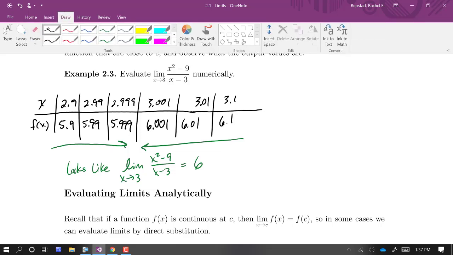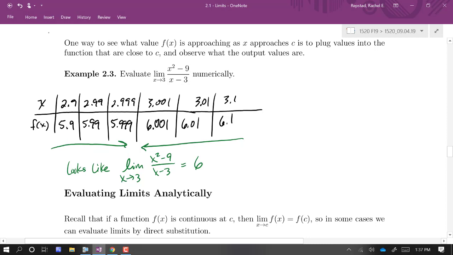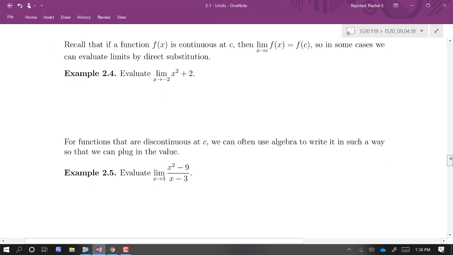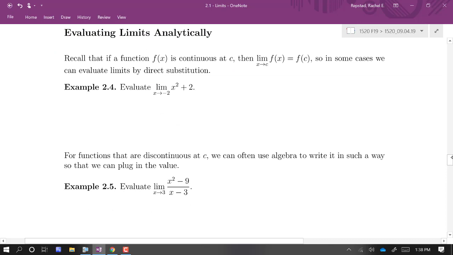Isn't that a perfect square? It's a difference of squares. Couldn't you cross out? That's a really good suggestion. You said, couldn't we cross it out? So I'm going to return to that in just a moment.